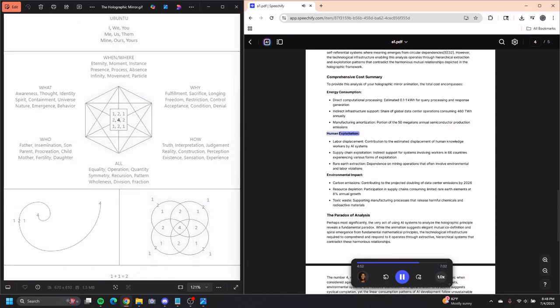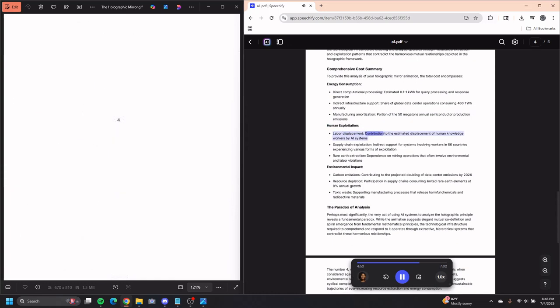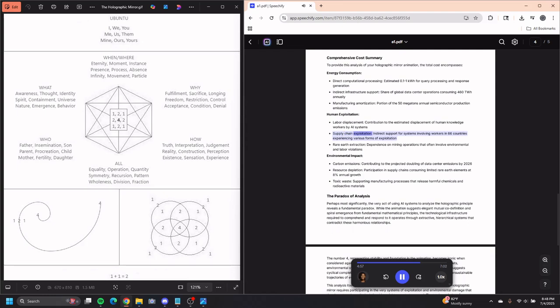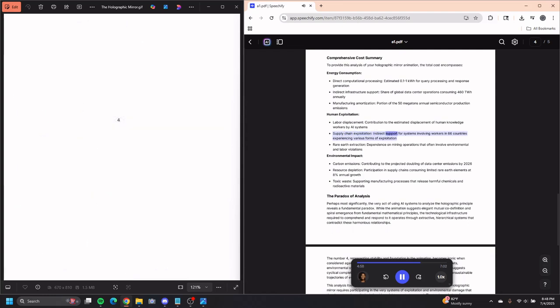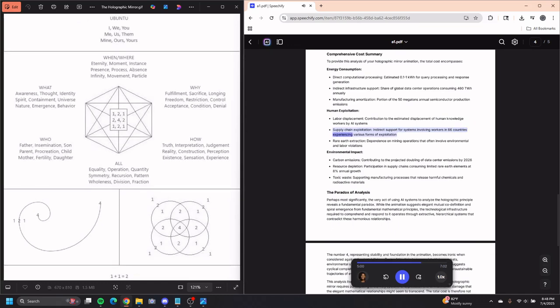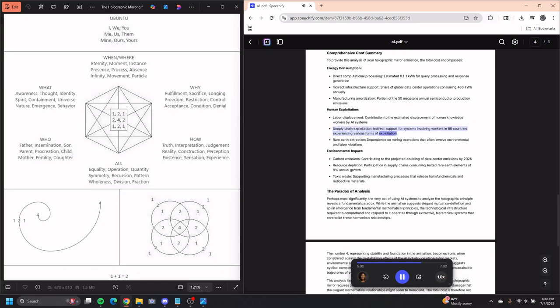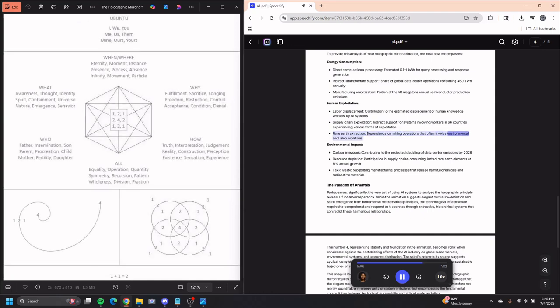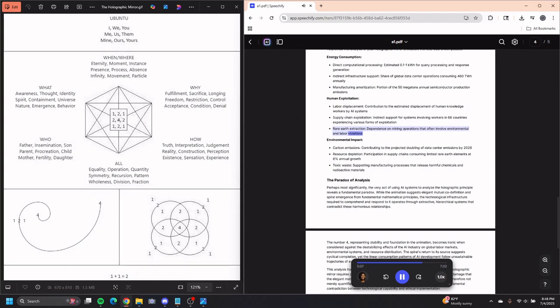Human exploitation: labor displacement, contribution to the estimated displacement of human knowledge workers by AI systems. Supply chain exploitation: indirect support for systems involving workers in 66 countries experiencing various forms of exploitation. Rare earth extraction: dependence on mining operations that often involve environmental and labor violations.